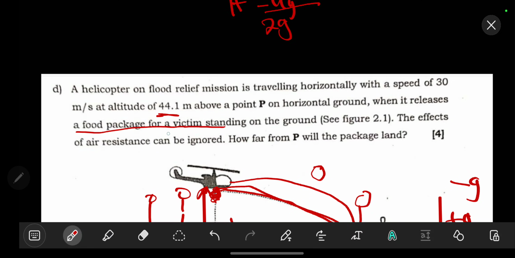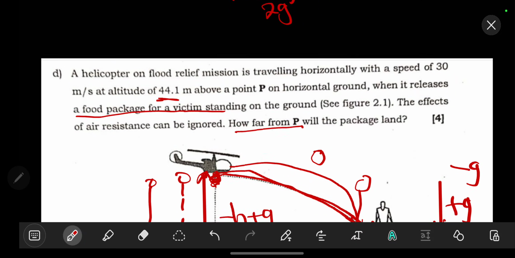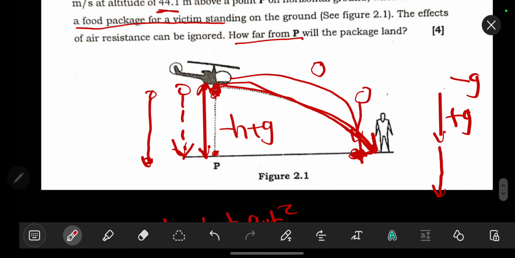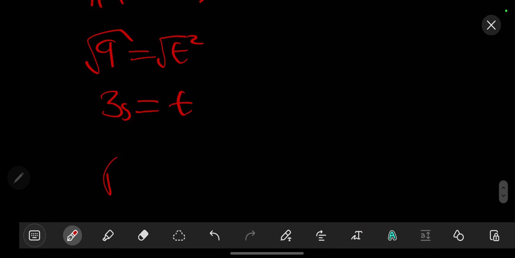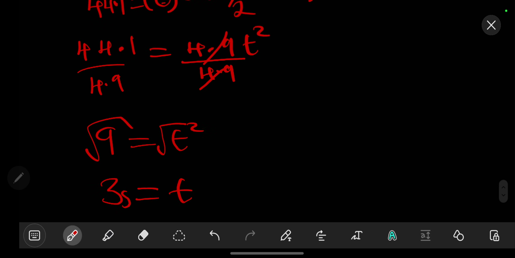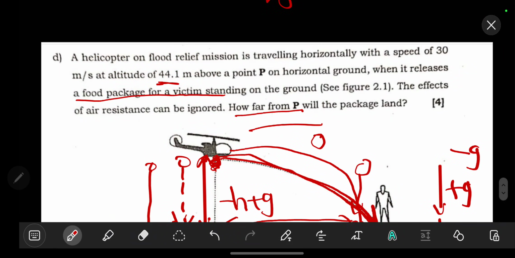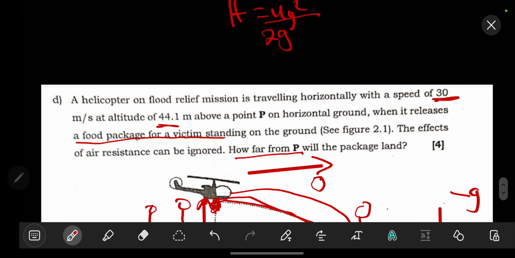When it releases a food package for a victim standing on the ground, the effects of air resistance can be ignored. How far from P will the package land? So from this point now, in this direction, we are looking at the X. We know that the range is equal to ux times t. Now remember, this velocity was purely in the x-axis, therefore that velocity will be equal to the 30.